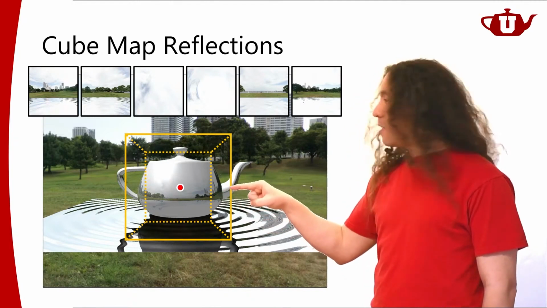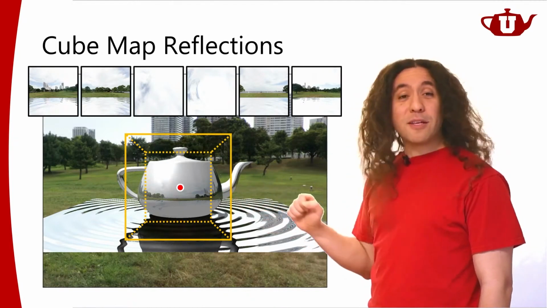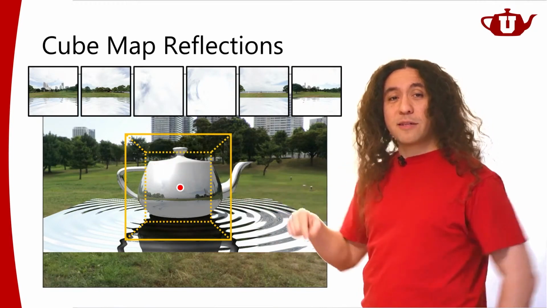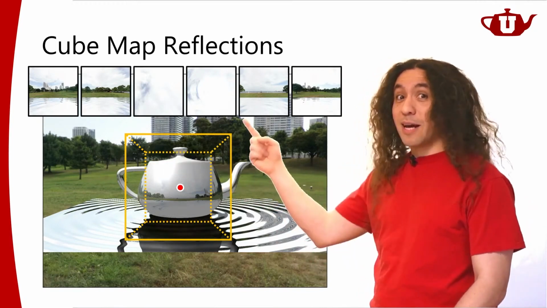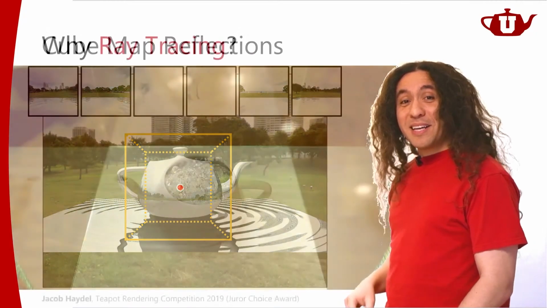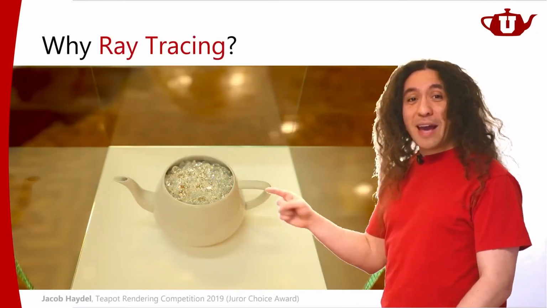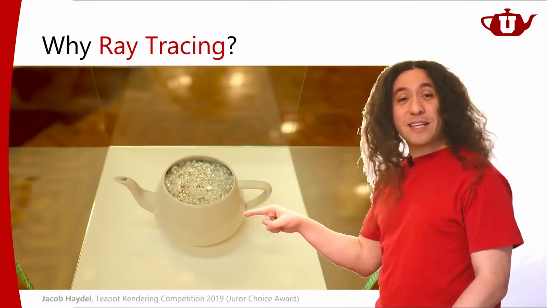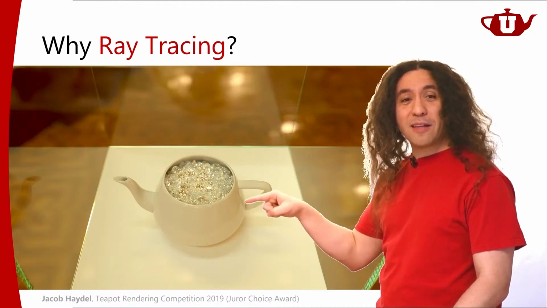So I can't see the reflection of the spout here, or the reflection of the handle back there, because that's not in my cube map, right? But if you use ray tracing, you can actually see these. You see that the reflection of the handle is over here.